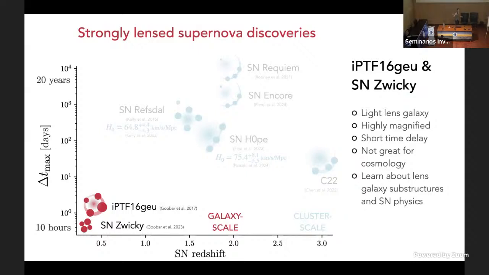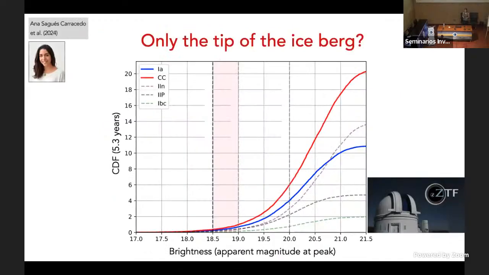But as I said, these guys are sort of extreme objects that we only find because they were so highly magnified. And they are probably only the tip of the iceberg. And this is indicated by simulations that PhD student Ana Caracedo did, where she simulated the lens supernovae that we should be able to detect with the Zwicky Transient Facility. So here you see how many we expect to find in the full 5-year duration as a function of their brightness.